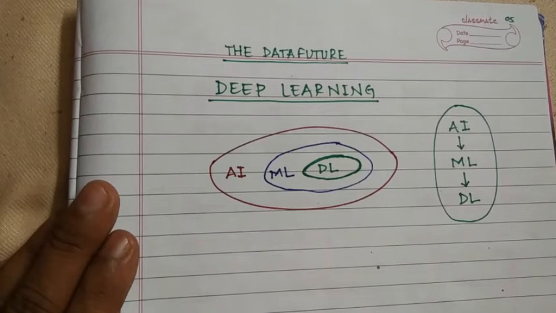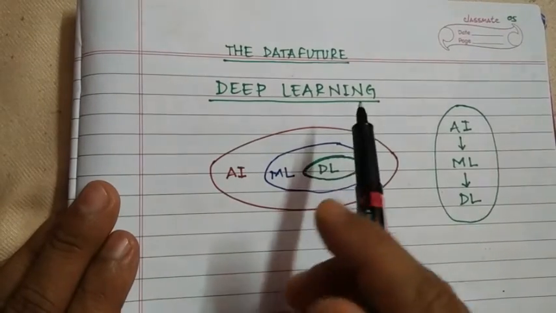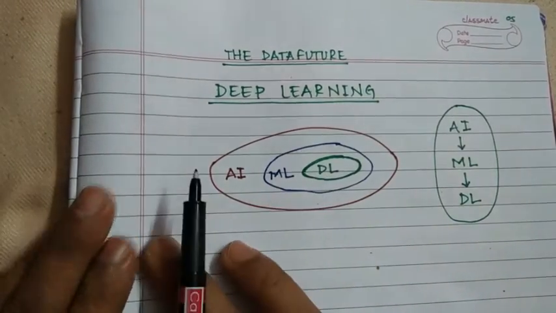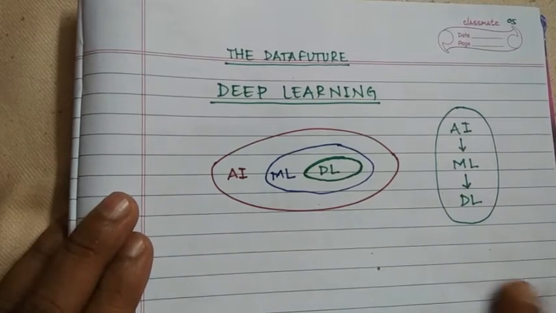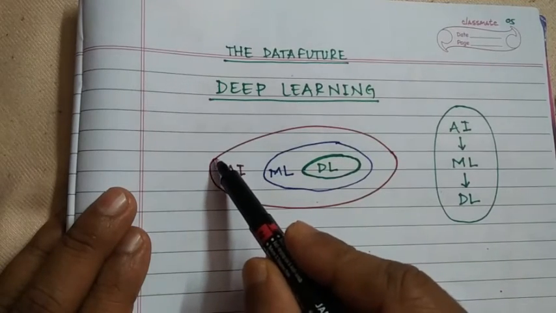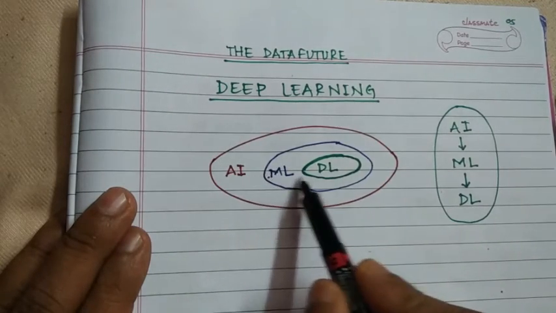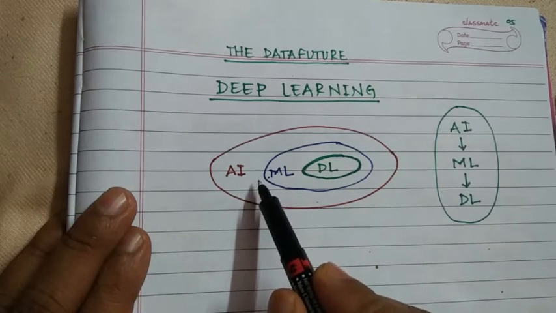So today we are going to see the topic on deep learning. In earlier sessions we have seen what we mean by machine learning and artificial intelligence. Now in this session we will see deep learning. As already discussed, machine learning and deep learning are subfields of artificial intelligence.